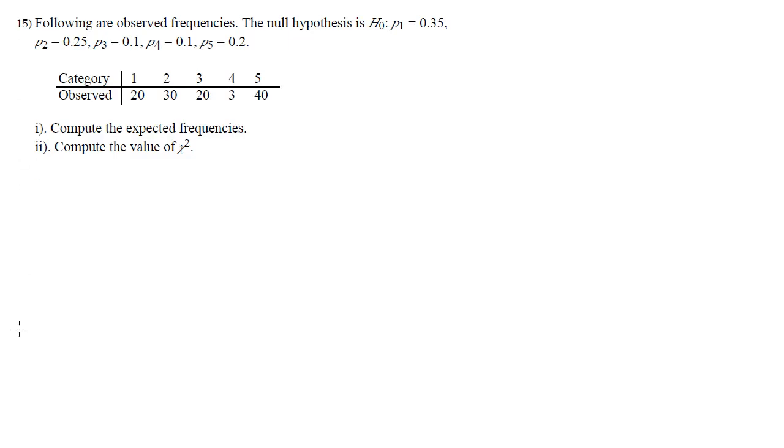Okay, so number 15. The following are observed frequencies. Here they are: category 1, 20; category 2, 30; category 3, 20; category 4, 3; category 5, 40.